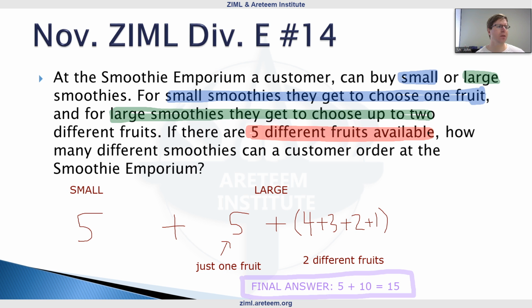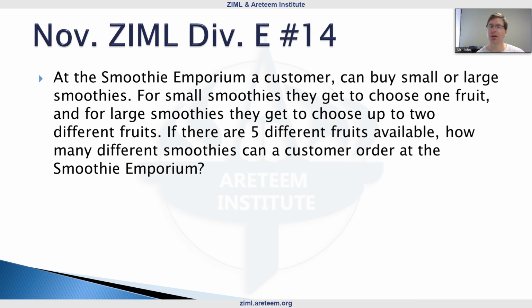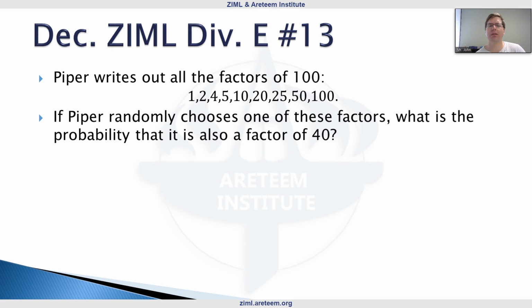Okay, now the other warm-up question is actually a little bit easier than this one, but I still want to quickly go through it. This is our warm-up probability question. So Piper writes out all the factors of 100. So, right, we were nice to you. We listed them all out right here: 1, 2, 4, 5, 10, 20, 25, 50, 100.